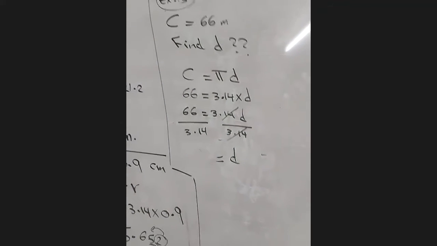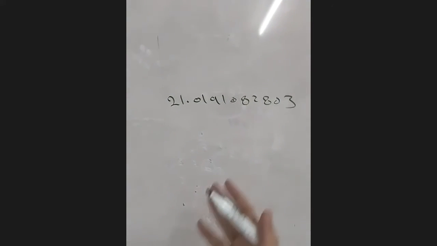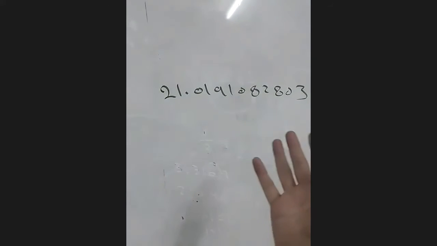The answer will be, I will use my calculator. 66 divided by 3.14. 21.02. Look here, guys. Look what I have. 21.019108280. Look at the board. I have all of this answer in my calculator.